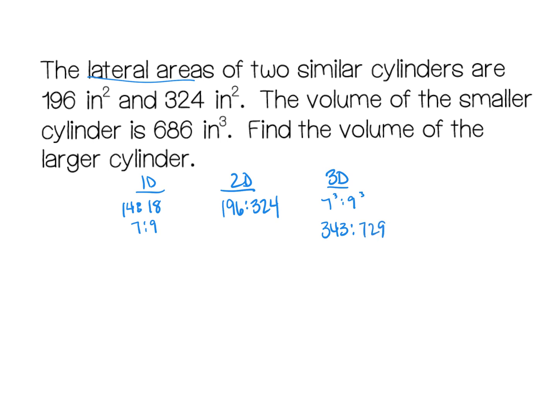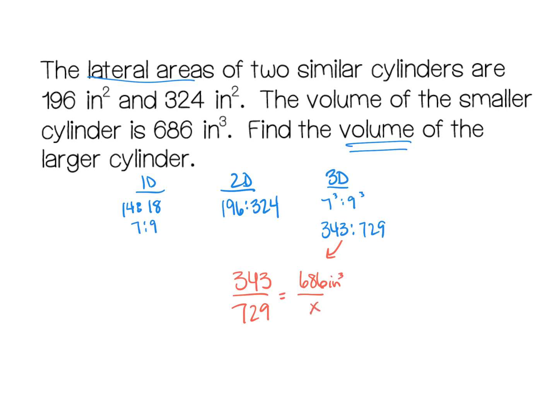So I want to find the volume of the larger cylinder. This is the proportion or the ratio I want to use: 343 over 729. Obviously the smaller is on top, the larger is on bottom. Oh no, I'm sorry, this says the volume of the smaller cylinder is 686 cubic inches, right? I want to solve for the volume of the larger.